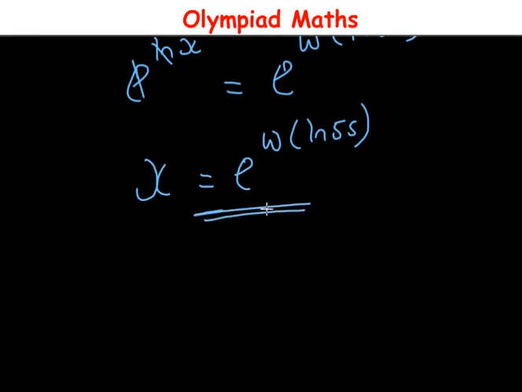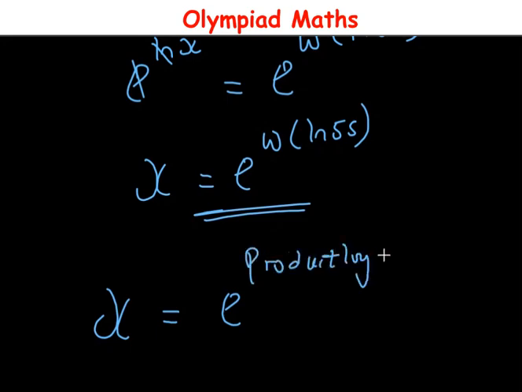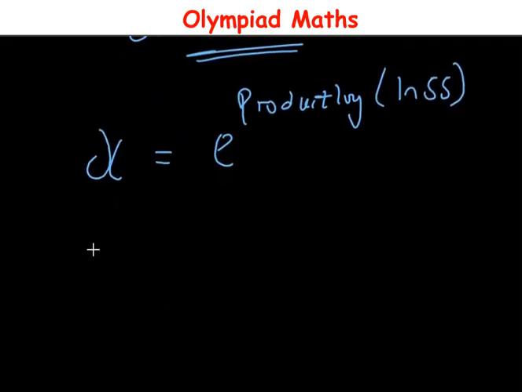But then, to get the value in numerical form, simply press in your calculator for the value of x, press e. Now, instead of W, you will press product log. So input product log, then multiplied by ln 55. If you do so, what you will get as the value of x will equal 3.3307 in 4 decimal places. So this is the value of x.